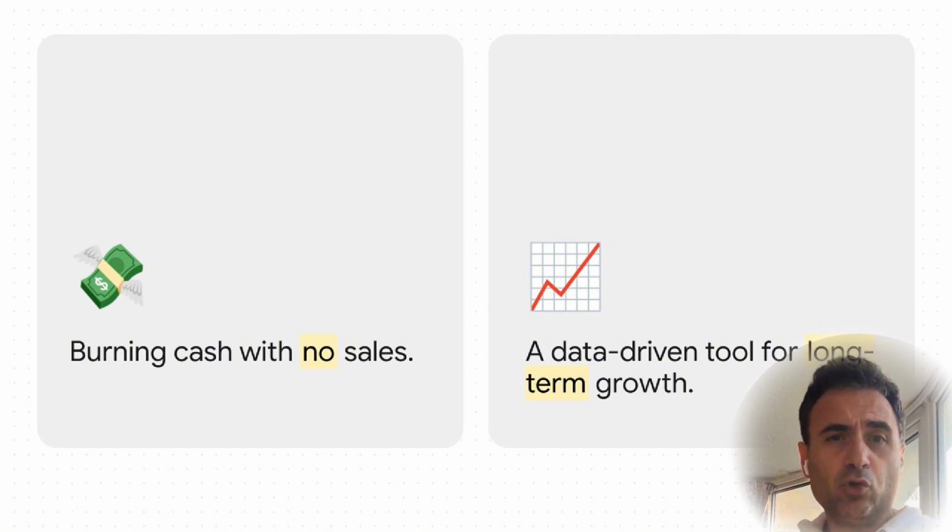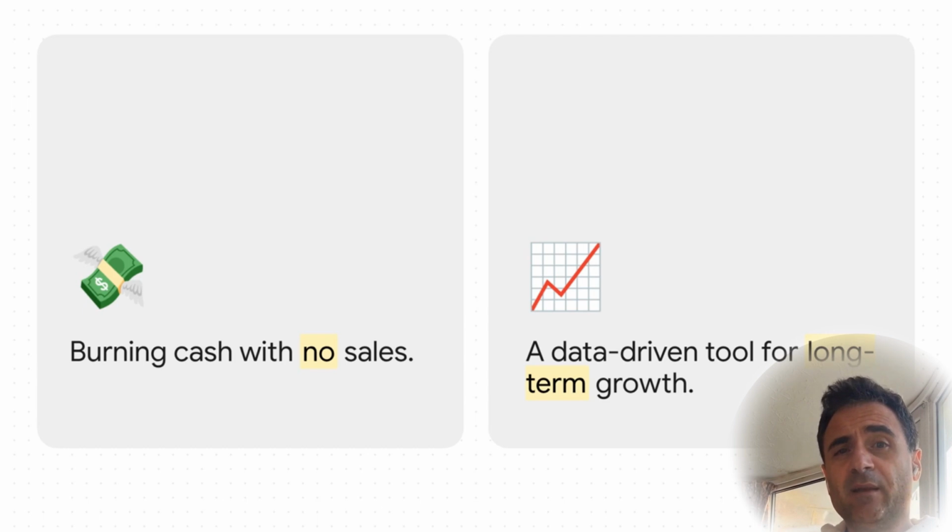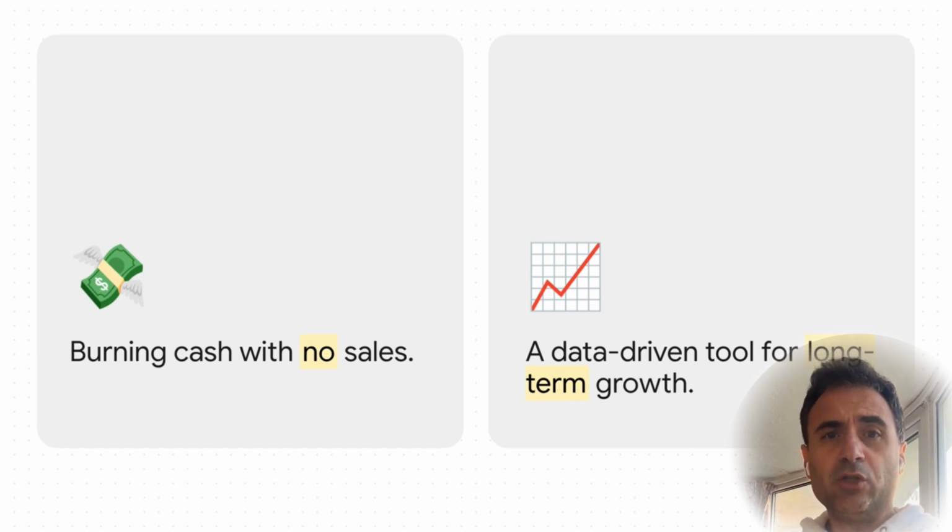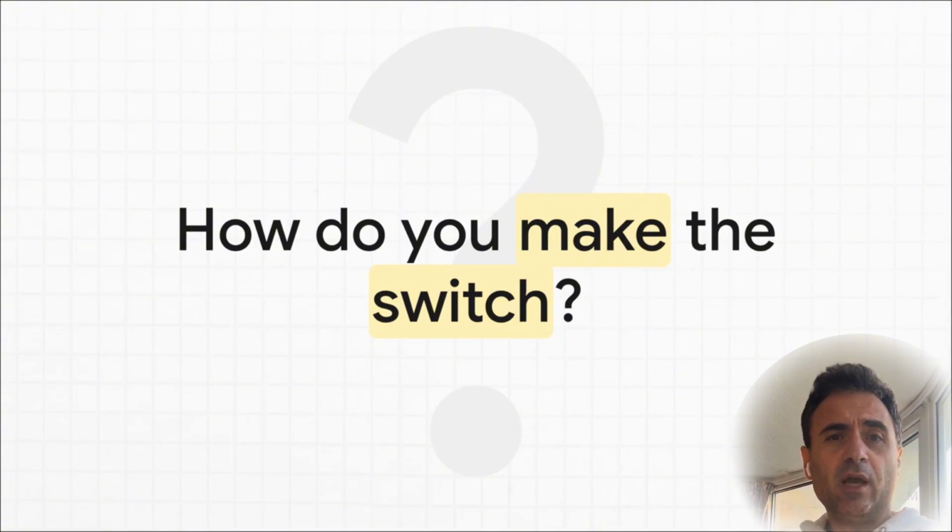So this is the core struggle, right? On one side, you've got the money pit, just an endless drain with nothing to show for it. And on the other, you have what we're all aiming for, a powerful data-driven engine that actually fuels long-term growth. Our goal here is pretty simple: get you from the left side of the slide over to the right. So the million-dollar question is, how do you actually make that switch? How do you stop gambling and start building a predictable system? We're going to break it down for you step by step.